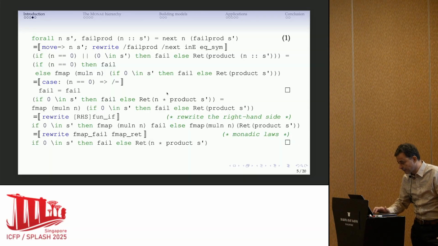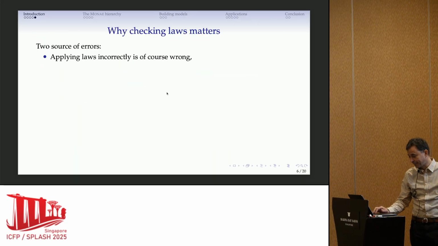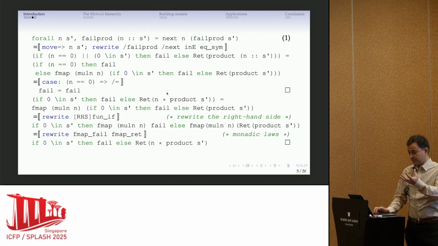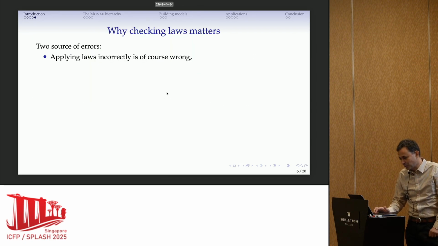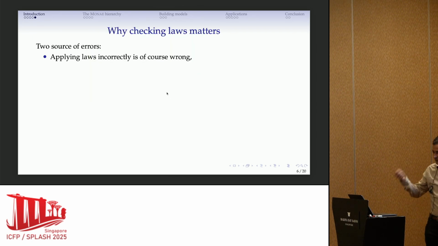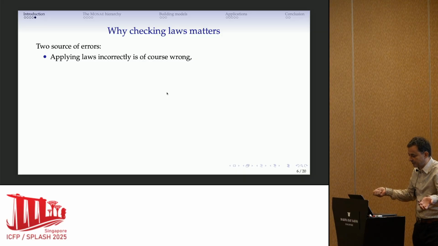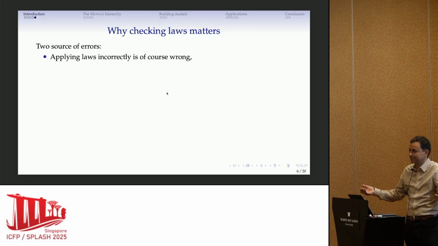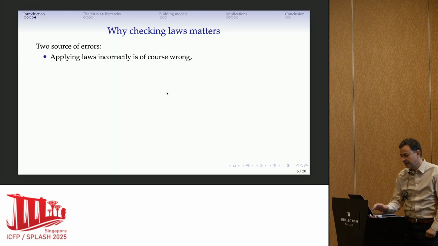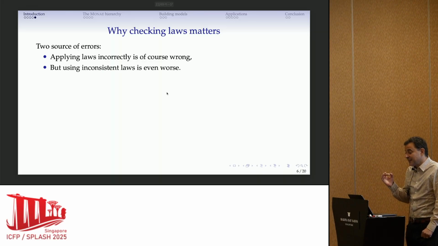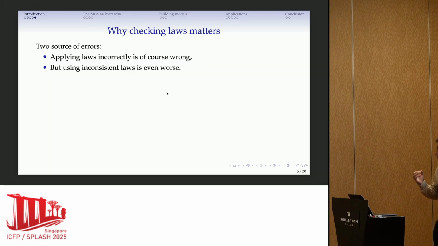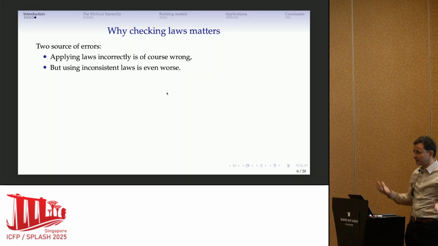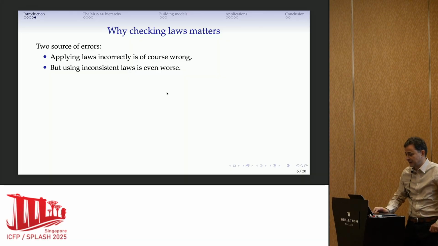So this is the kind of proof we'll be doing. Of course, we only allow correct steps in these proofs. But in practice, there are two sources of errors. Applying laws incorrectly, which we are protected against. But using inconsistent laws could be even worse. And when we have many monads and many theories, this can become a concern.